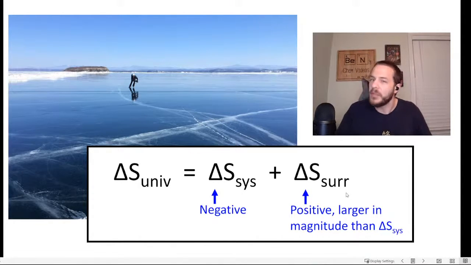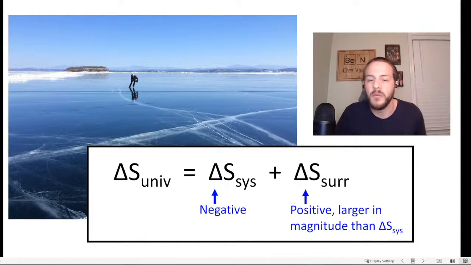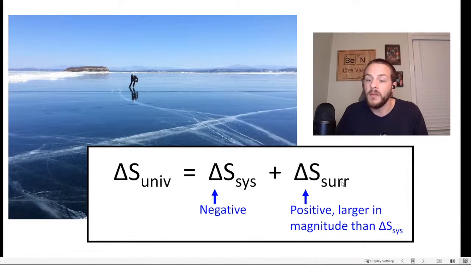And not only must it be positive, but delta S for your surroundings must be positive and larger in magnitude. In other words, the absolute value of it is larger than the absolute value of delta S system for this delta S universe term to end up being positive, right? So this is why this occurs spontaneously. It's because even though the entropy of our system is negative, the entropy of our surroundings is positive, and it's positive so much that it can overcome the negative entropy change of the system. So that's when you have a frozen lake.